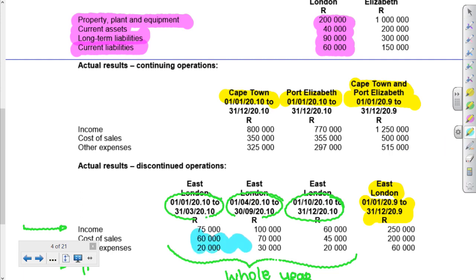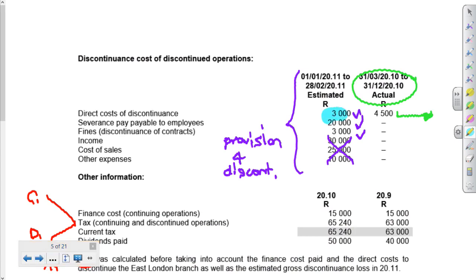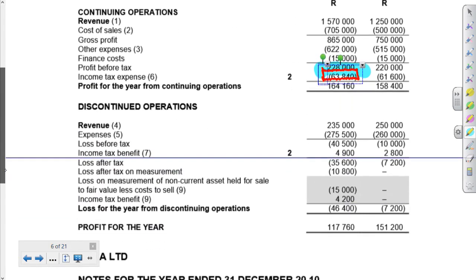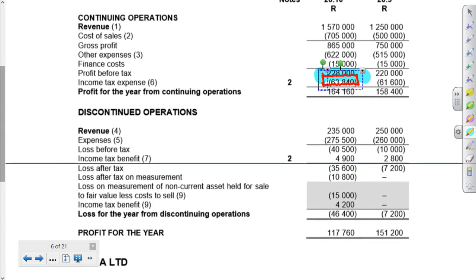which came to 245, plus on this page, these numbers here. 245 plus 20 is 265, plus 4.5, 269.5, plus 6, 275.5. Is that what it works out to be? 275.5, and that's the total expenses. It gives you a loss before tax. Often with discontinued operations, it will be a loss. Otherwise, you have to question, why are you discontinuing an operation where you're making profits? It gives you a loss.